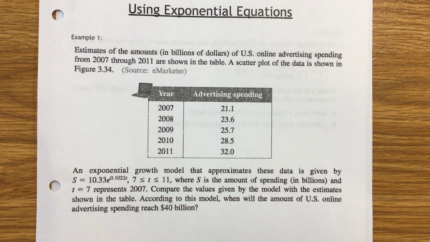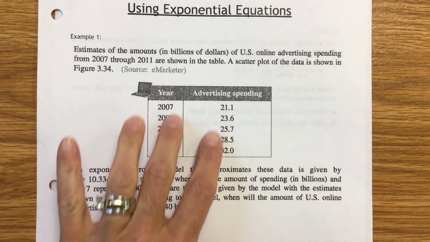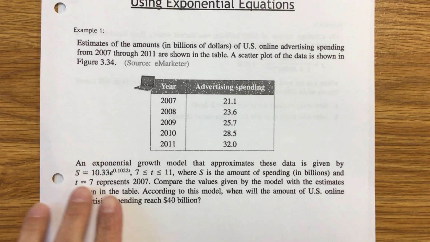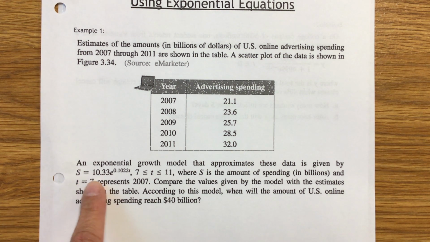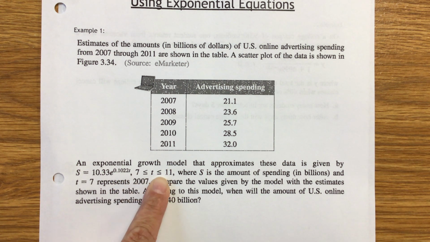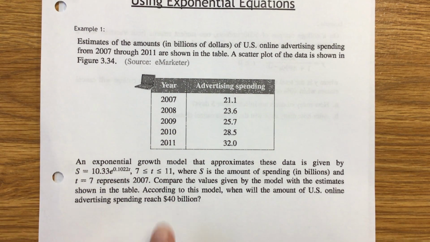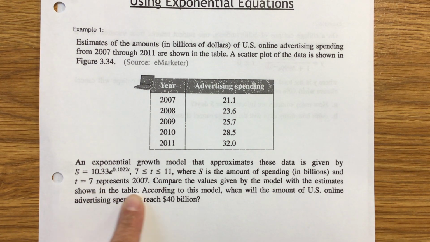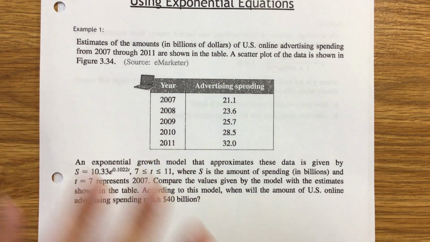So here it says estimates of the amounts in billions of dollars of U.S. online advertising spending from 2007 to 2011 are shown in the table. All right, so we've got this table, and what happened is they made an equation to model this data. So here's our equation. S equals 10.33e to the 0.1022t, where t is between 7 and 11 because we're 2007 to 2011. So compare the values given by the model with the estimate shown in the table. Okay, we don't have the picture to do that, but we'll keep going.